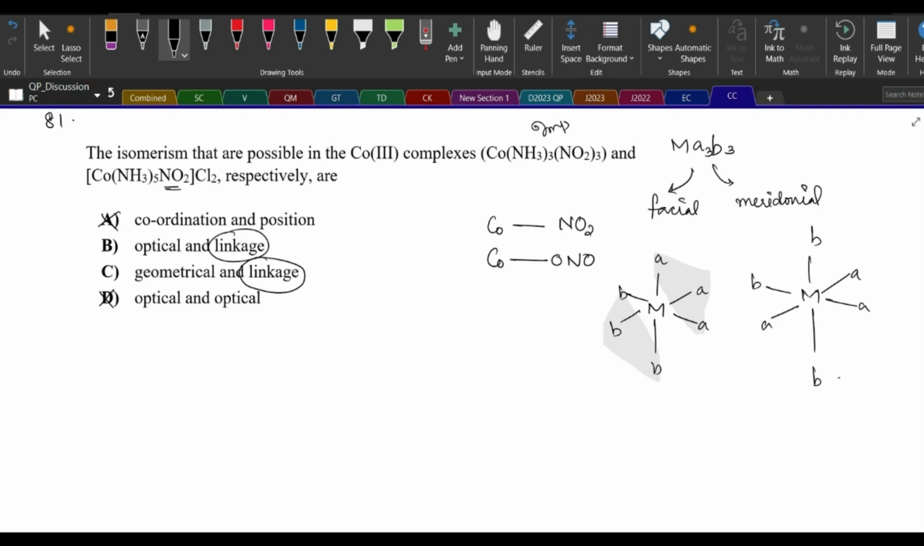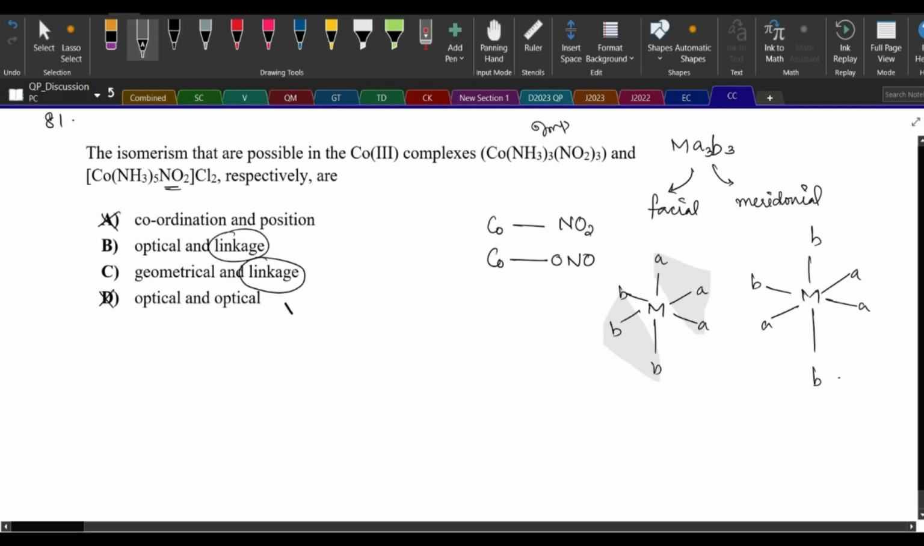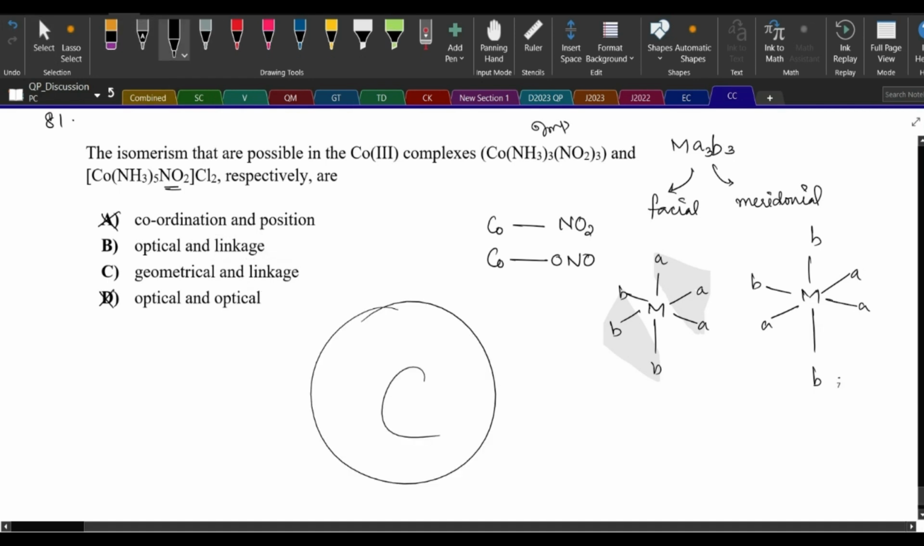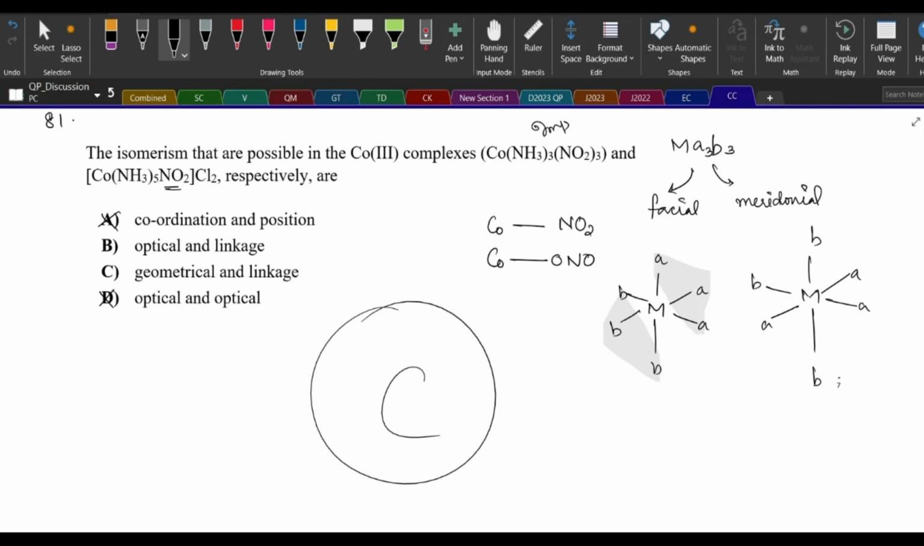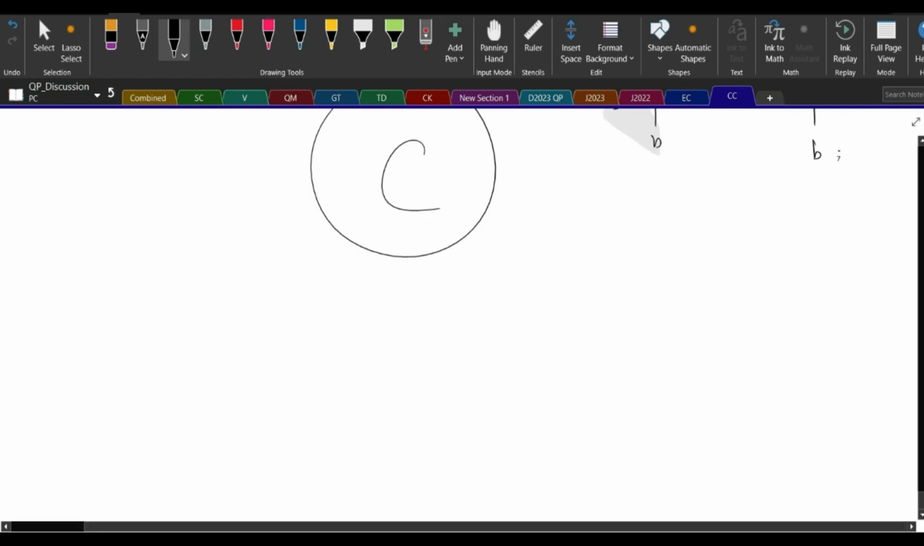So in the first one, FAC and MER is possible, which is geometrical, and in the second one, linkage is possible. So it is option C. Option C. Okay, I hope you got a rough idea. So you try the next question on your own.